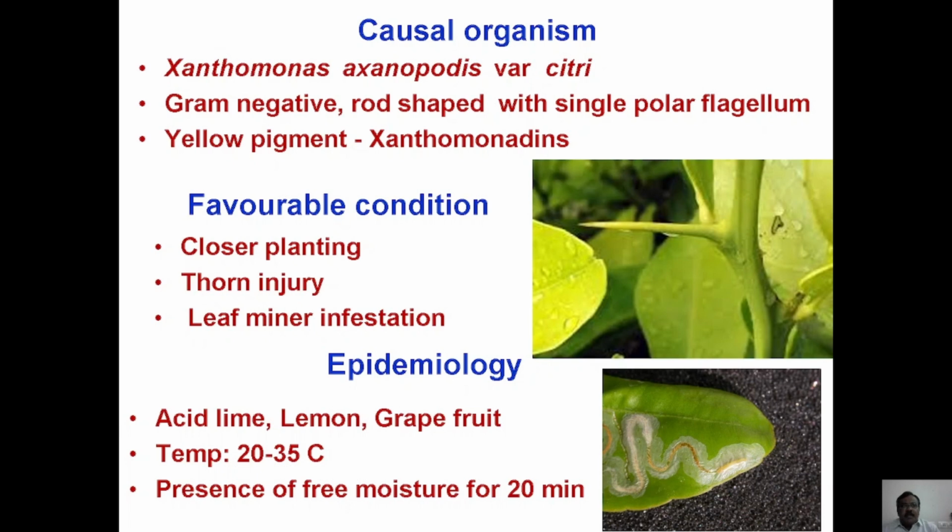Closer planting, injuries caused by the thorns, and leaf miner infestation, as shown in this picture, are all favorable factors for the establishment of this disease. Acid lime, lemon, as well as grapefruit are highly susceptible to this disease, and the disease will be more severe when temperatures ranging from 20 to 35 degrees Celsius prevail in the presence of moisture.